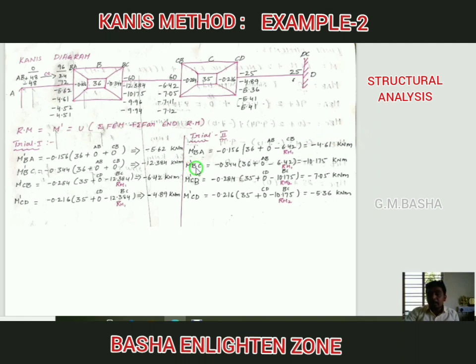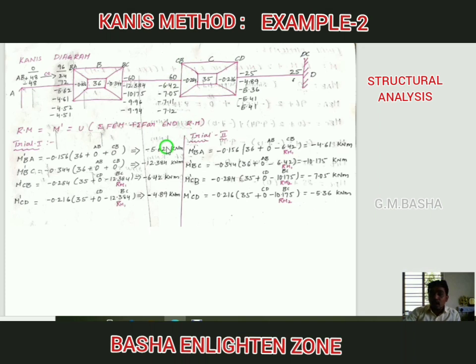Then m bar BC. So see here, m bar BC means minus 0.344 into the sum of the fixed moment 36 plus the far end rotation moments. One will be 0, another will be minus 6.42 only. Simplify this one, and you will get minus 10.175 kilonewton meter. After simplifying this one, you immediately write it down here.